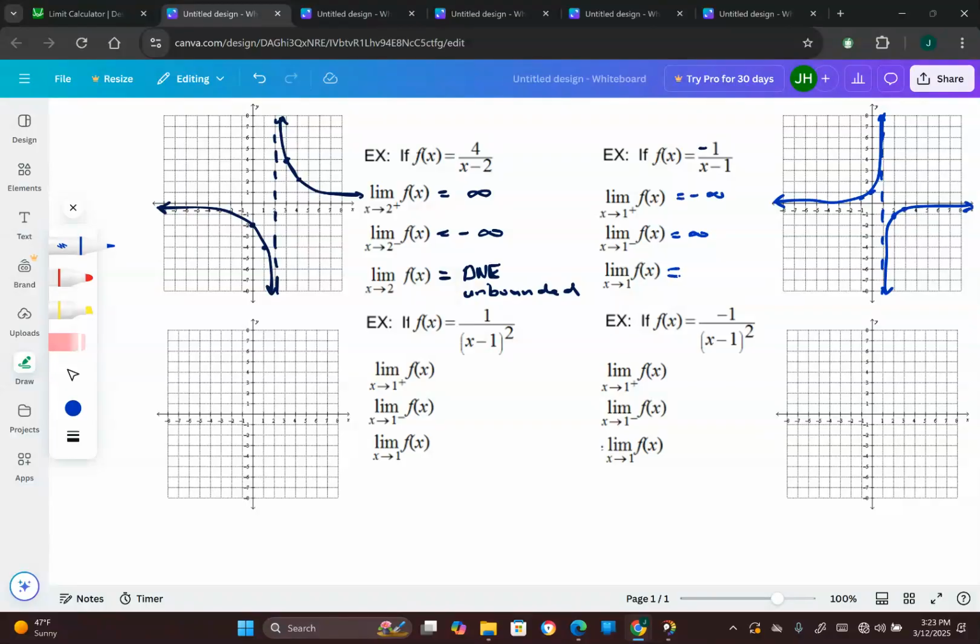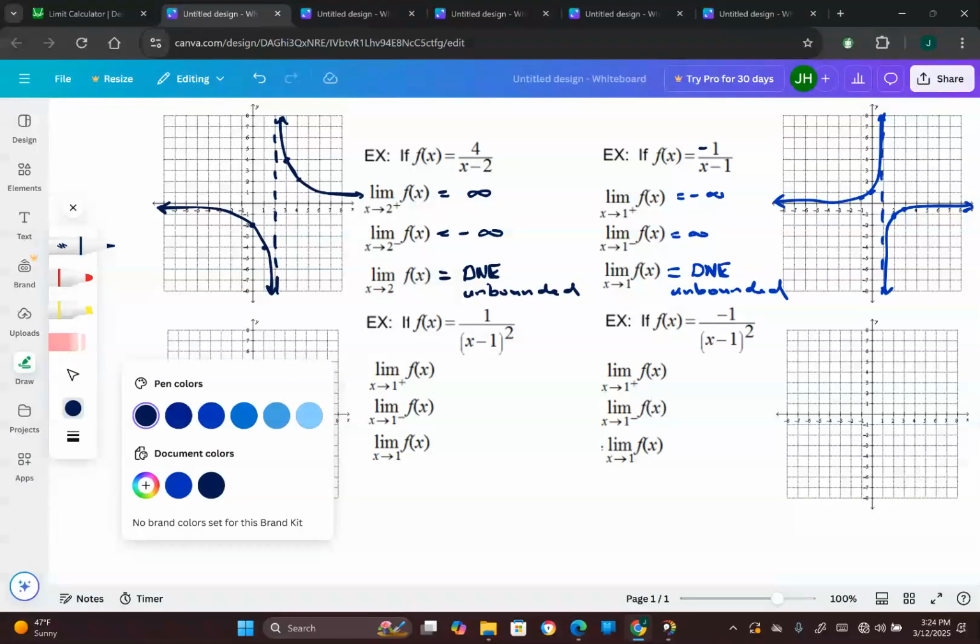And again, these are not the same thing. So this limit, this two-sided limit, does not exist. And the reason I would give, if I'm asked for a reason, is because these limits are unbounded. Now, the one-sided limits, we're just going to say infinity or negative infinity. The two-sided limit, we have to specify if it does not exist or if it's unbounded. Now, let's keep going on our graphs here.